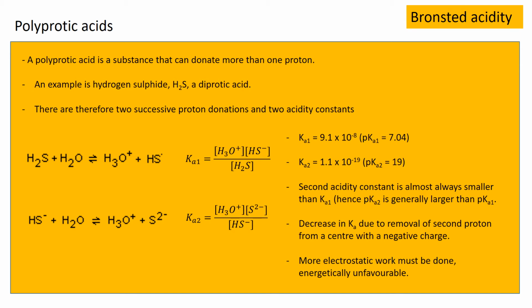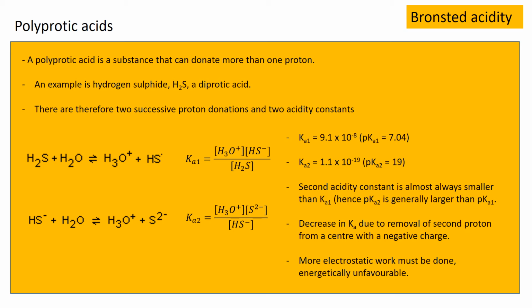Now, of course, some acids can donate more than one proton, and we call them polyprotic acids. A good example is hydrogen sulfide. And there are therefore 2 successive proton donations and 2 acidity constants. So I show you the first acidity constant for H2S there, followed by the second. And you'll note a very large difference in the 2 acidity constants. So the second acidity constant is almost always much smaller than the first acidity constant.